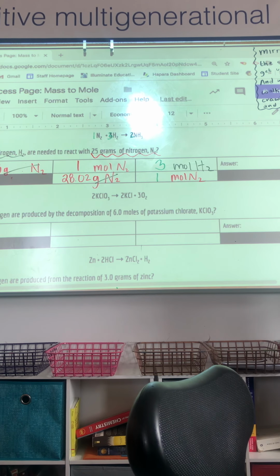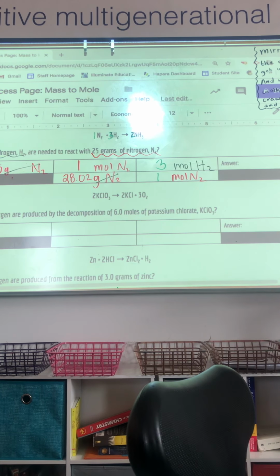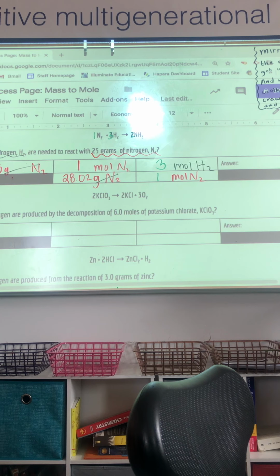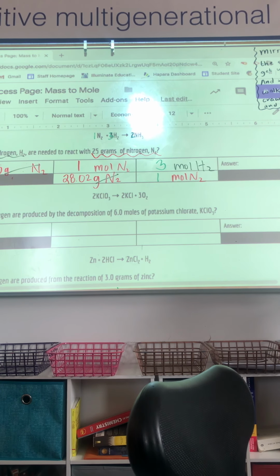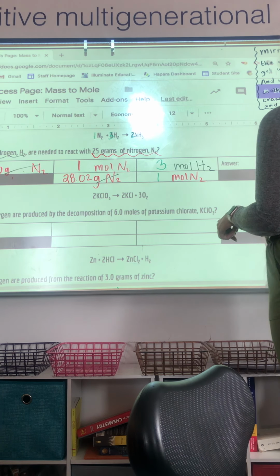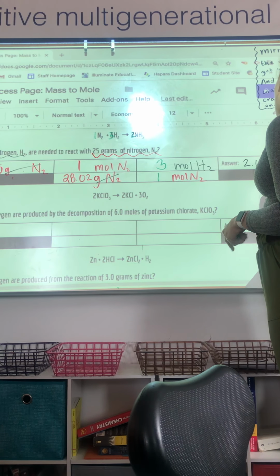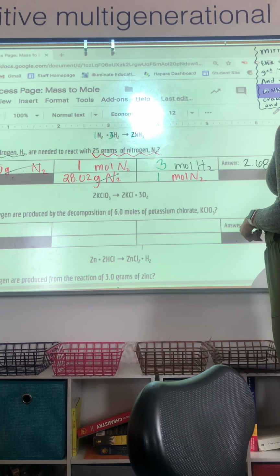So, I am going to do what with these numbers? Multiply and divide. Multiply everything on the top. So I have 25 times 3. And then I divide by everything on the bottom, 28.02. So my answer is what, Kenny? 2.60. 8, because I'm rounding. Okay. Moles of H2.